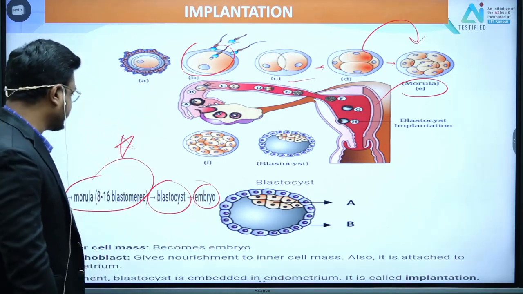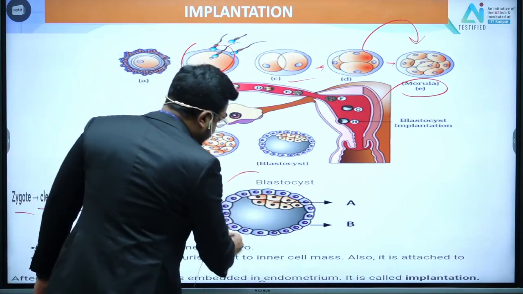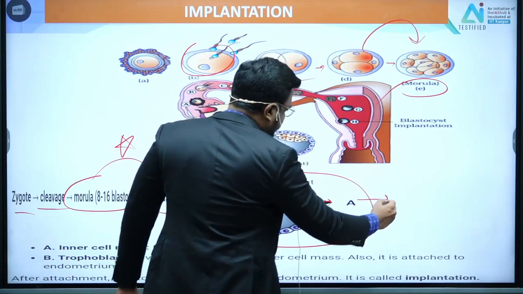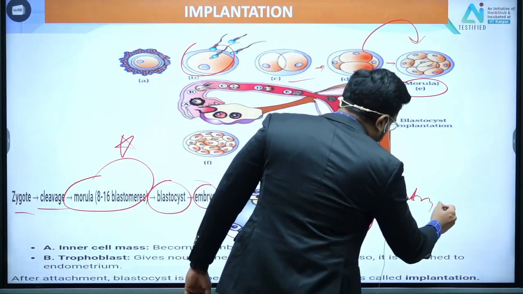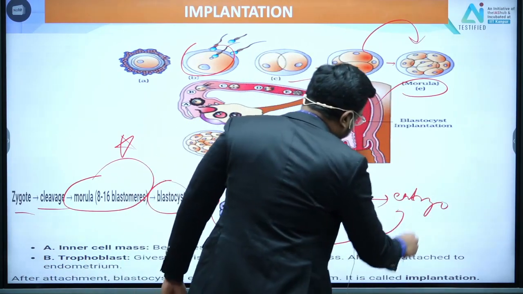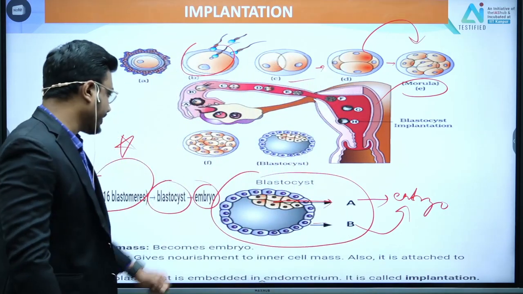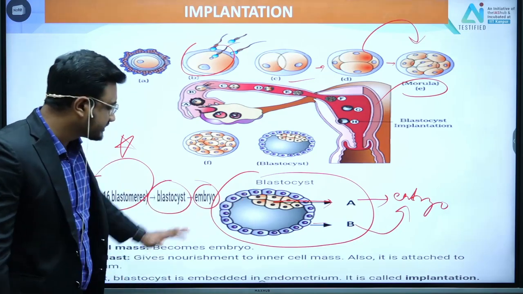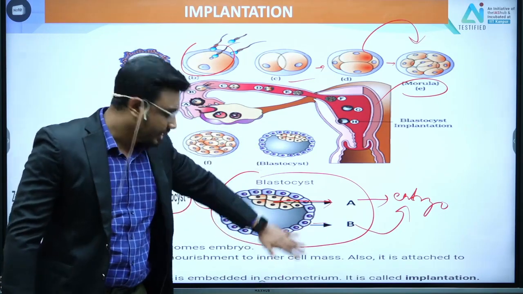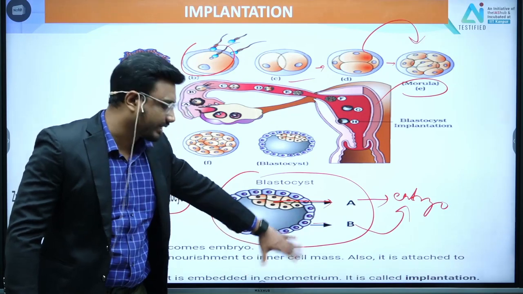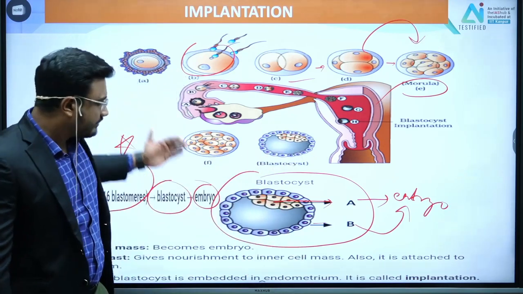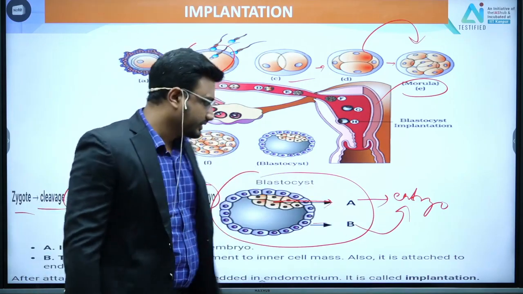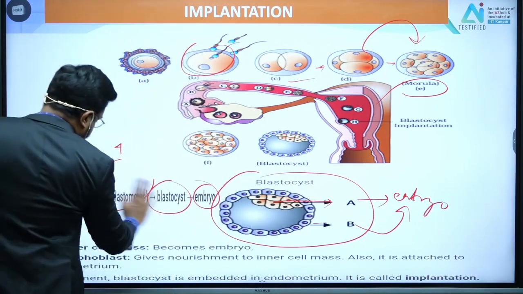Here we can see the blastocyst diagram. The inner mass of cells leads to the formation of the embryo, and the outer mass of cells provides nutrition to the embryo. The blastocyst is then embedded into the uterine wall, that is known as the endometrium. This embedding of the blastocyst into the uterine wall is known as the implantation process. So now let's move on to the next slide.